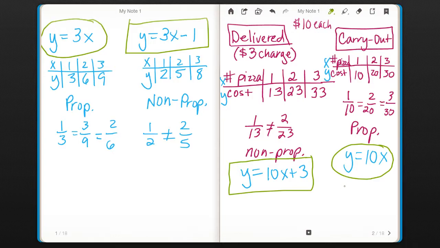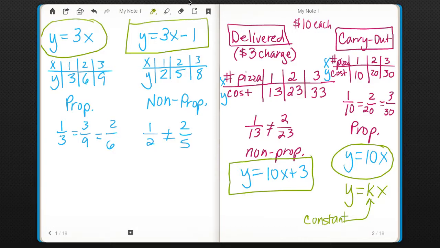That's good. So the general form is y equals kx. And the k just stands for a constant. I don't know why they decided on k, but somebody did. So I'd like you to write that down. That is the form of a proportional relationship, y equals kx. So it's just the x being multiplied by a number, and that will give you a proportional relationship. But if you add or subtract anything from that, it's no longer proportional. Okay, so there's that y equals kx.